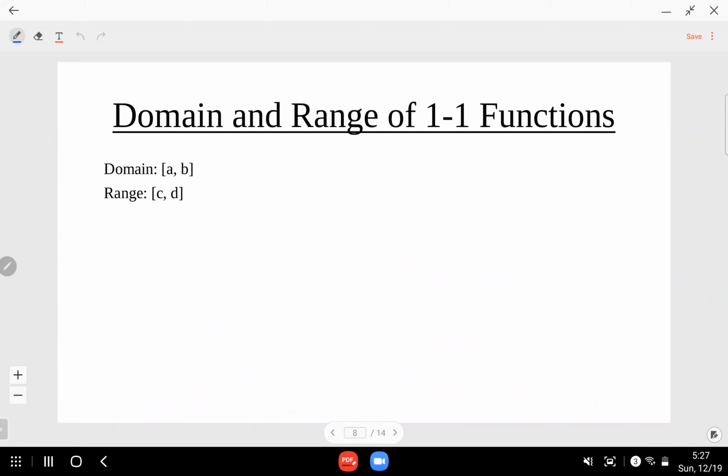So let's look at the domain and range of 1-to-1 functions. This is going to lead us to how we look at inverse functions. You know that in a 1-to-1 function, only one x corresponds to only one y. So let's see here.